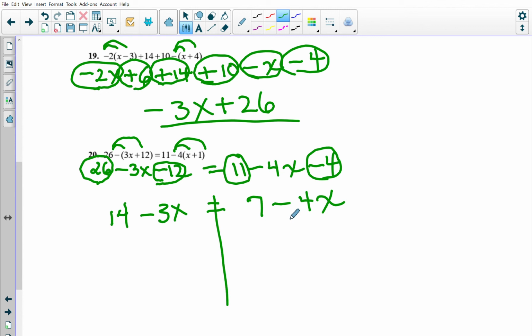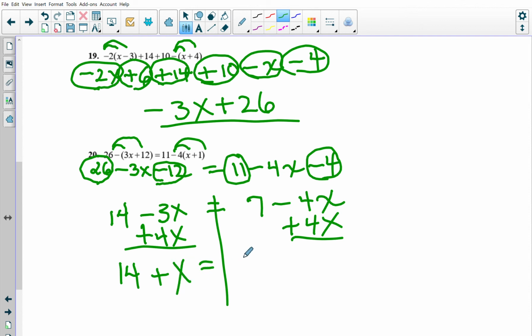So I'm going to add 4x to both sides of this equation. So I have 14 plus x equals 7. And then I'll subtract 14 from both sides of the equation. And my solution, x equals negative 7.